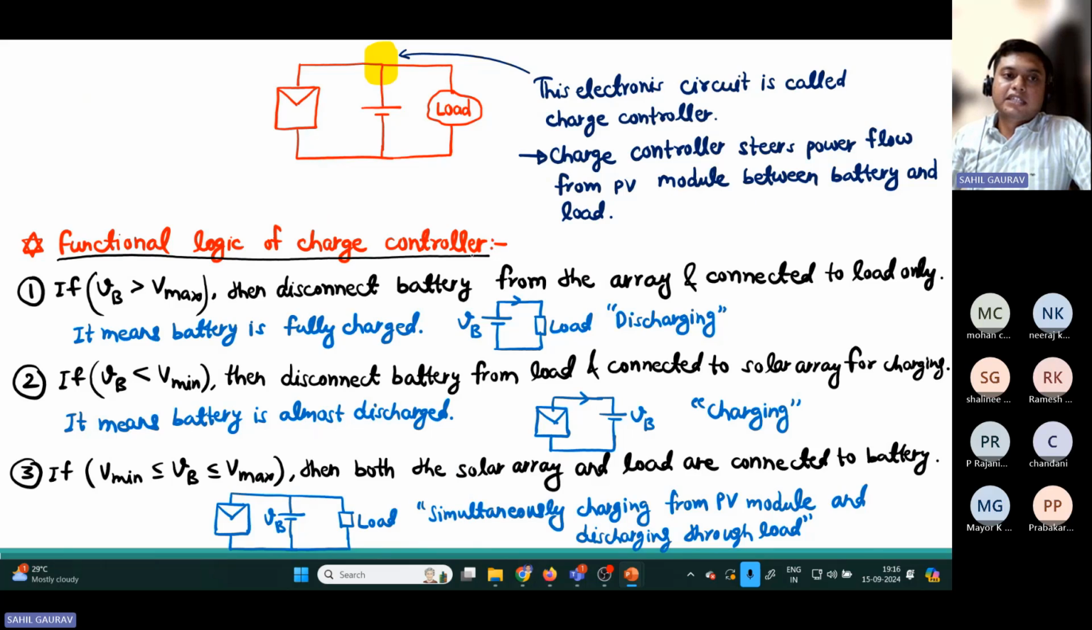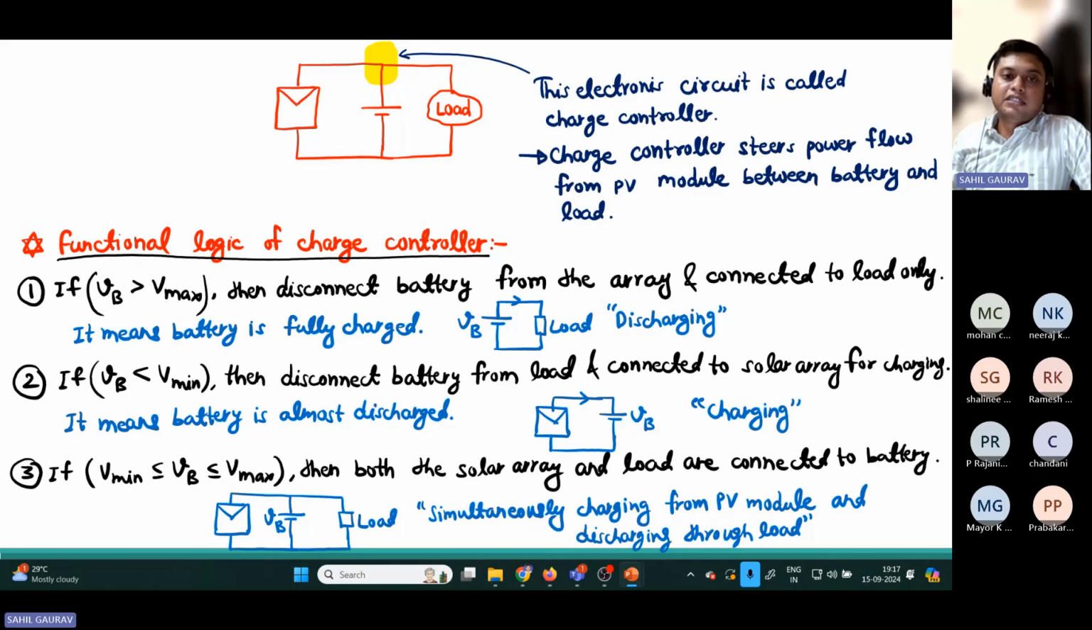And what is the functional logic of this charge controller? If the battery voltage is greater than Vmax, and we will see what this Vmax and Vmin are, then we have to disconnect the battery from the array and connect to the load only. It means that our battery is fully charged. It does not need more charge. So you have to disconnect the battery and just discharge it. So the first logic is that if the battery voltage goes beyond some maximum voltage, you need to disconnect the battery from the array and connect to the load only.